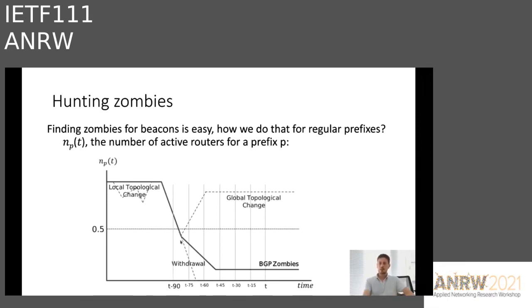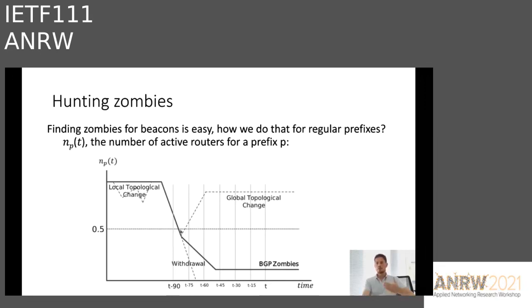If it goes down and then up again and then stabilizes, that means there was some significant change in the topology. So maybe that prefix was withdrawn and then re-announced by the same origin or a different origin. But what is interesting for us is to see when there's a significant drop, and then this metric, the number of active routers, is stable but at a low value. Here it means that only a few routers didn't withdraw that prefix, and if it lasts for a certain time, then we're going to say that this is a BGP zombie. So this is our definition of the BGP zombie.